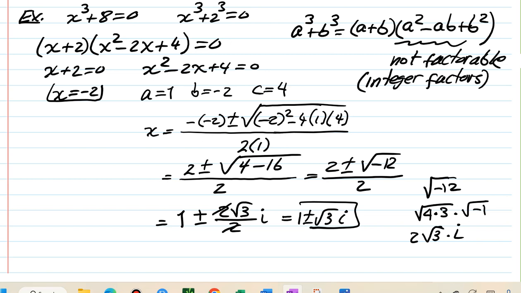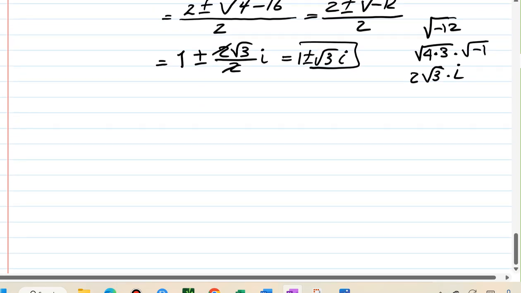All right, and let's see, hopefully I did this one right. I just want to check on my 16, 4. Yeah, that looks good. So the answer is going to be 1 plus or minus root 3 i.